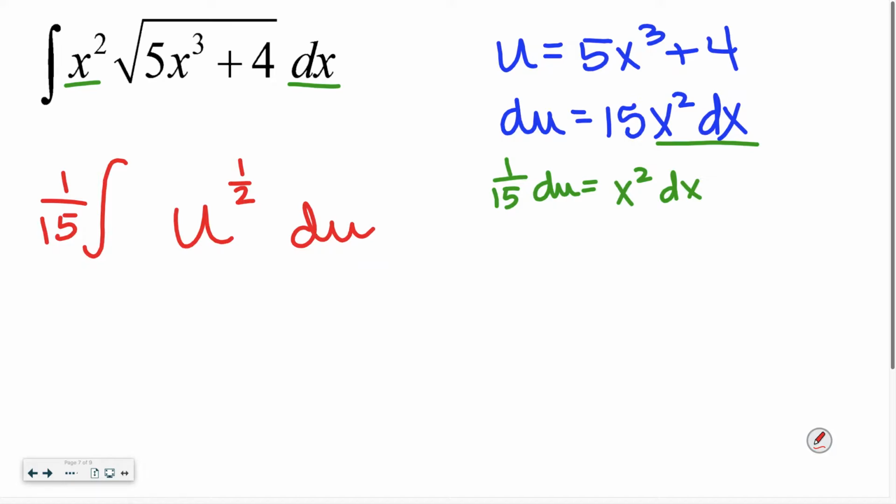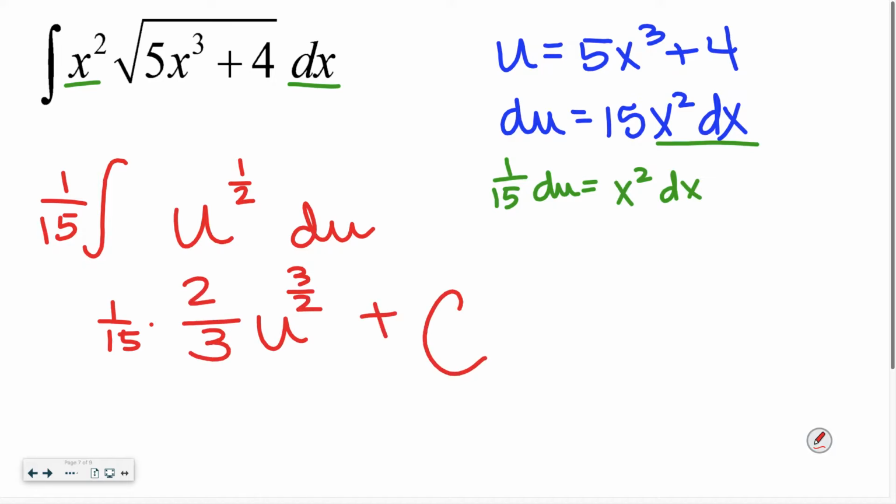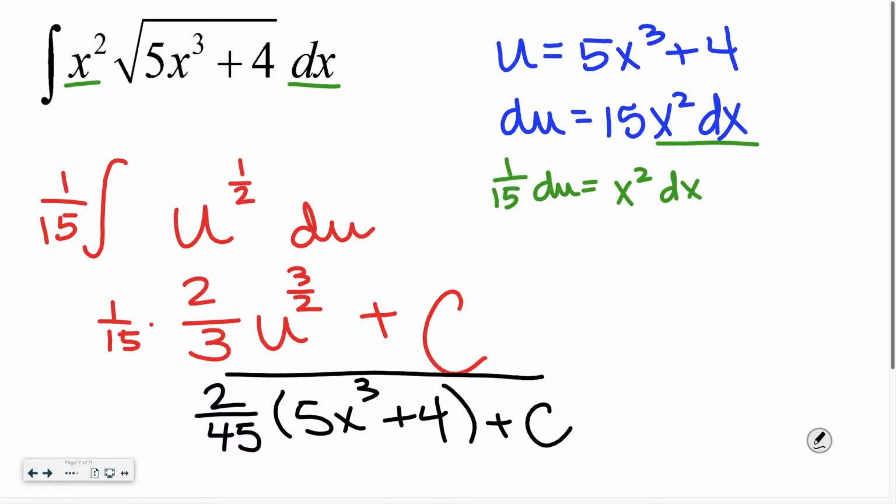Okay, so now we have 1/15 times, this becomes u to the 3/2 times 2/3 plus c. So we have 2/45, 5x cubed plus 4, plus c.